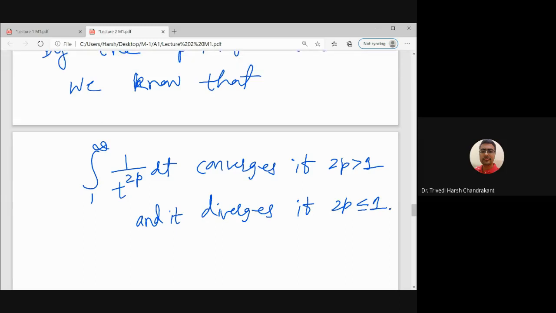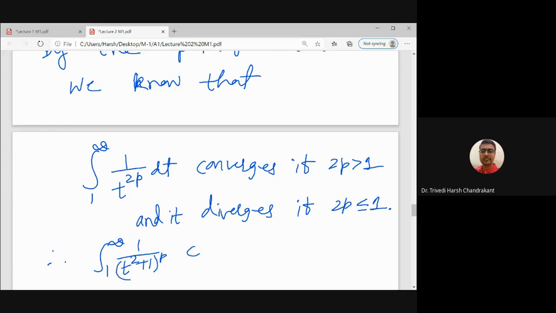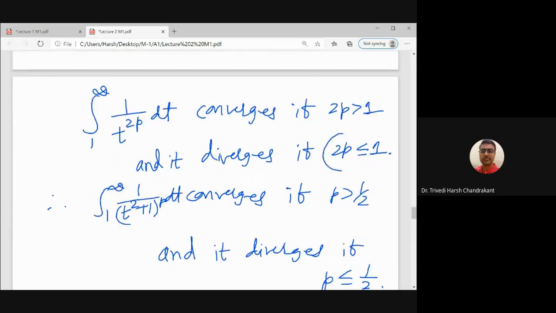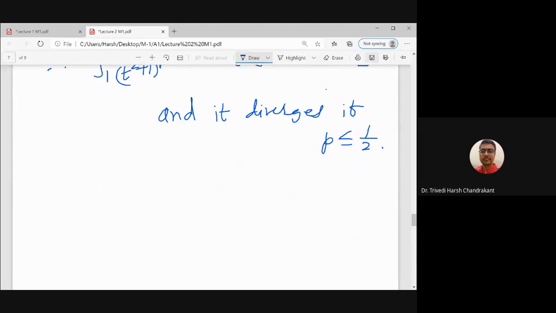So then what you said directly is right, that therefore we can directly take the given integral dt converges if p is greater than half, and it diverges if p is less than or equal to half. Right. So this way we can use the limit comparison test and compare with the known result, and we can apply similar examples there.